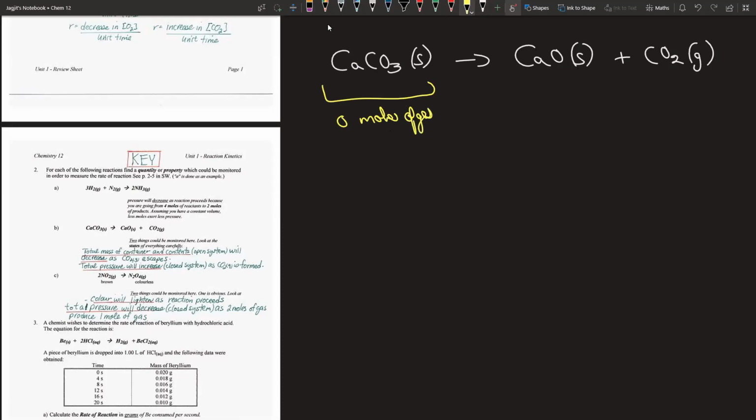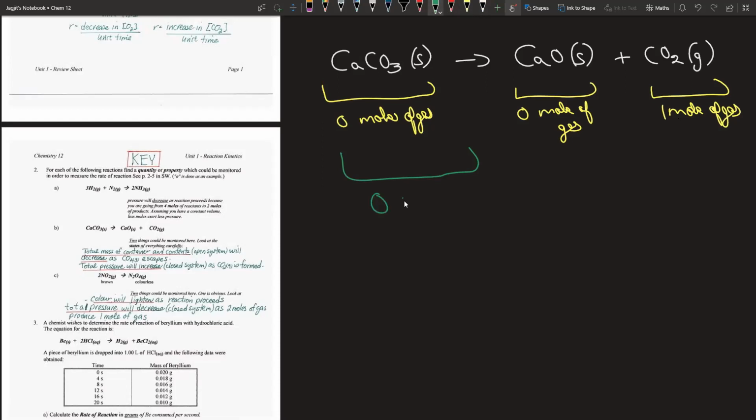A lot of students make this mistake. This is a solid, so you actually have 0 mole of gas here. What about this? 0 as well, because it's not a gas, it's a solid, right? And this guy is 1 mole of gas. Excellent. So in total, on my reactant side, I had 0 moles of gases, and I went from 0 to a total of 1. So your moles increased, which means your pressure of the system is going to increase. Correct?